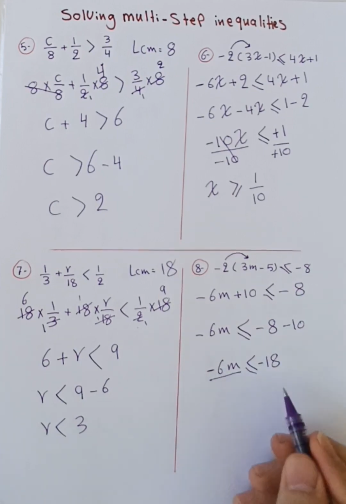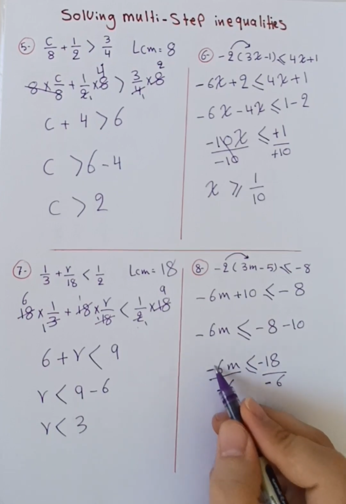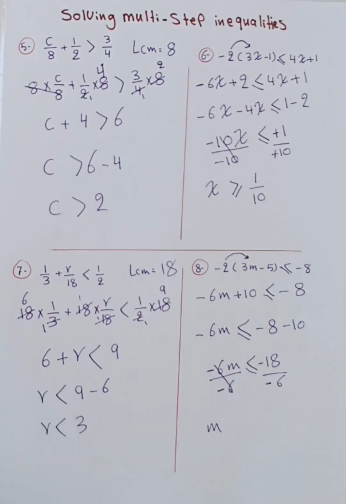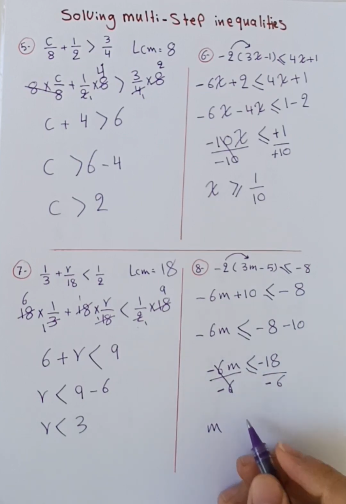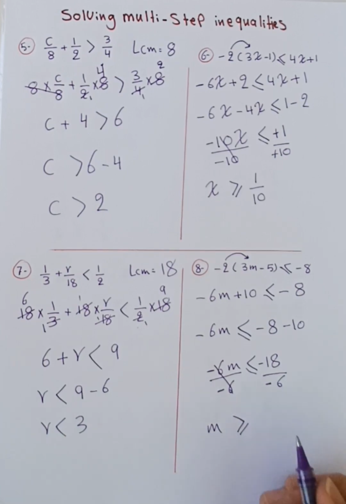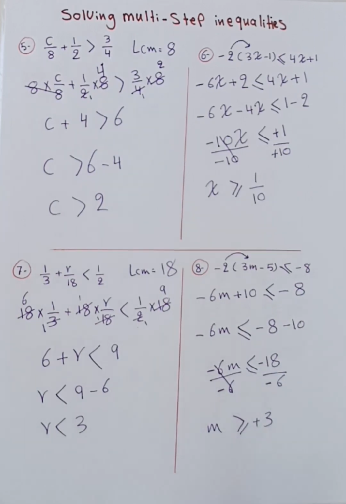After that we have to divide both sides by negative 6. These two terms are reduced, m stays, and then we have to change this sign from less than or equal to greater than or equal to. 18 divided by 6 is 3, minus times minus is plus. So m is greater than or equal to positive 3.